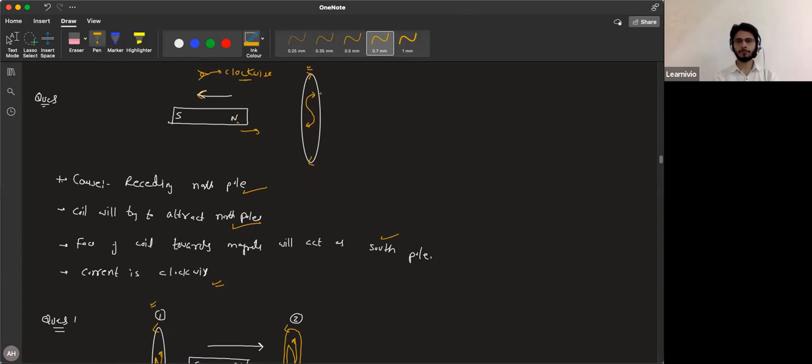Sir, is it given that this face of the coil is the south pole? No, this you have to decide. You decide it like this: the north pole is going away from the coil, right? So the coil will try to oppose the motion of the magnet. So the coil will try to attract the north pole. To attract the north pole, the coil will induce a south pole. This is what you have to decide. Through this south pole only you can decide the direction of current.